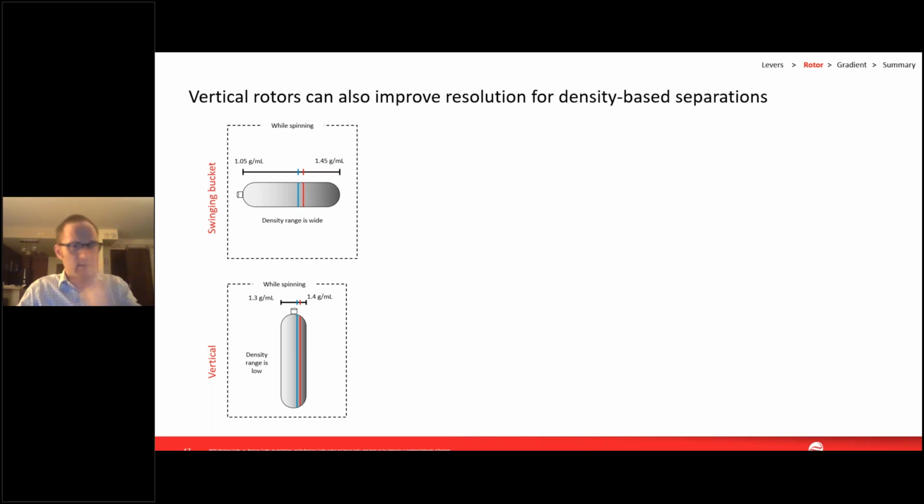By virtue of the fact that you're forming a very long path length, wide density gradient in a swinging bucket rotor, you can see the density gradient is about 1.05 grams per ml to about 1.45 in the swinging bucket. By contrast, in a vertical rotor, it's going to be much tighter. You basically are putting a magnifying glass just on the region of interest for you. These numbers will obviously change based on how you're diluting your density gradient material. This is just for illustrative purposes. This is commonly what we're doing when we're separating virus.